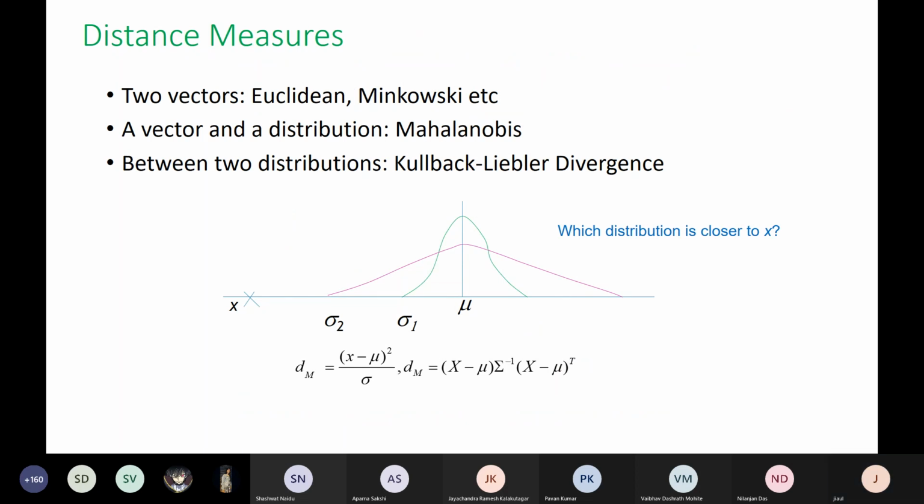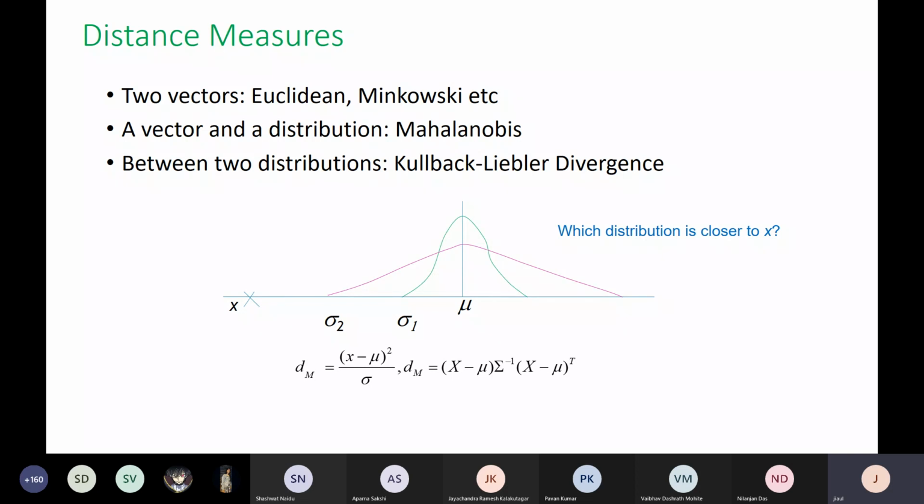Now, we need to use some kind of distance measures. For example, given a test sample, and a distribution already known from the training samples, we have to measure some kind of distribution distance. There are several options, and we already touched upon some of them. When you are dealing with two vectors, you can use Euclidean, Minkowski, etc. When you have a vector and a distribution, and you have to measure the closeness of that, you can use the Mahalanobis distance measure that we talked about.